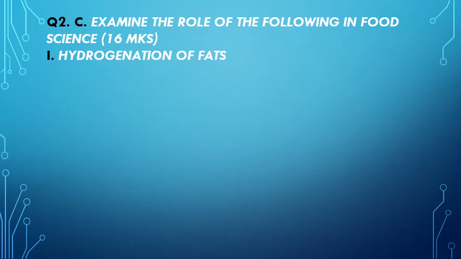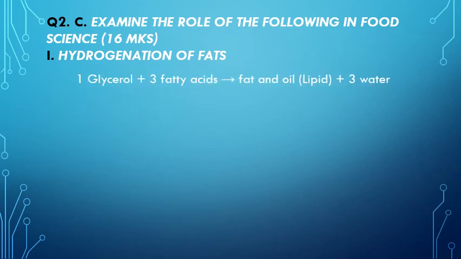Now, the next question says, examine the role of the following in food science. First, hydrogenation of fats. Before we start going into the details of that, I want us to first have an overview of how fat arises. Generally, fat arises from a reaction between one glycerol and three molecules of fatty acids, resulting in what? Fat and oil, which we generally call lipids. And this reaction is a condensation reaction. We generally refer to it as esterification.